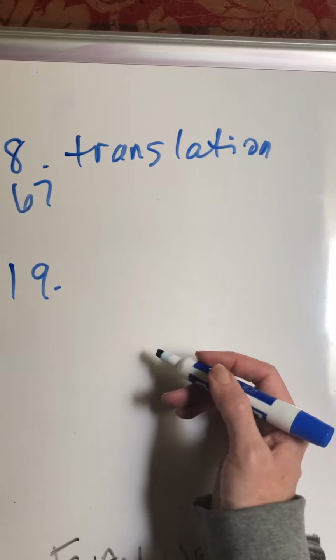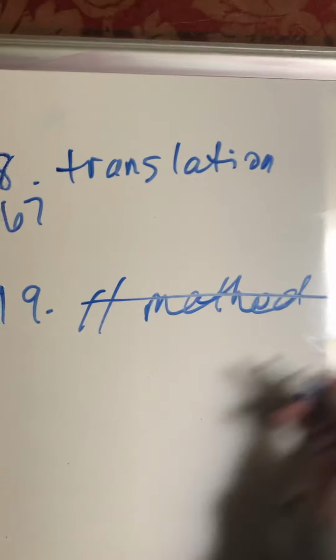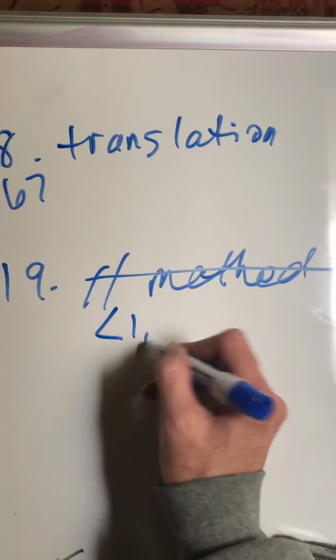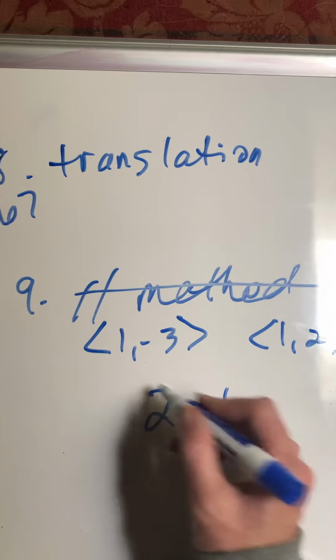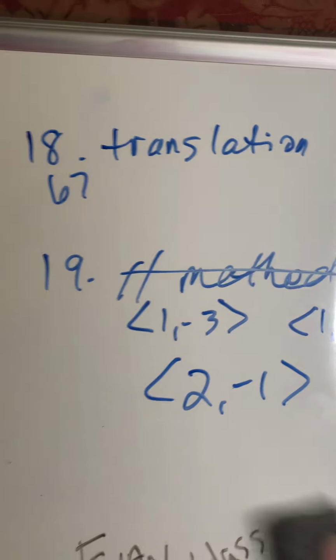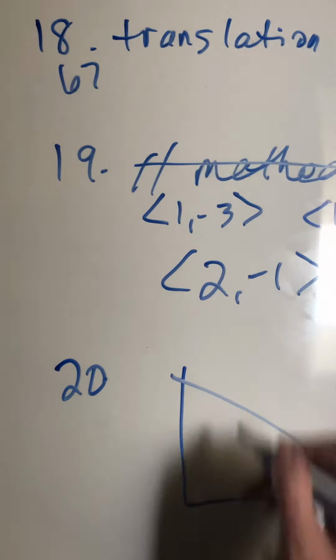Number 19 says to use the parallelogram method. Do not, just add them. It's 1, -3 and 1, 2. So it's 2, -1. And then the last one, I just erased my video bomber.